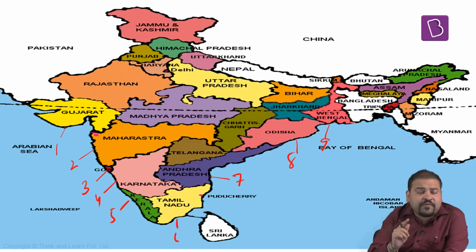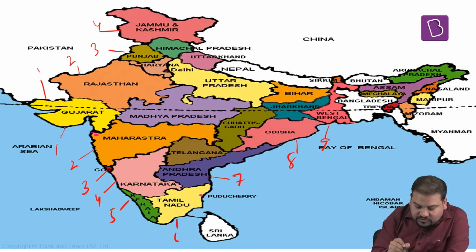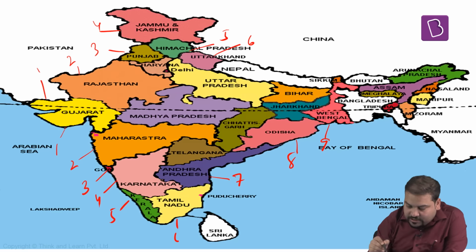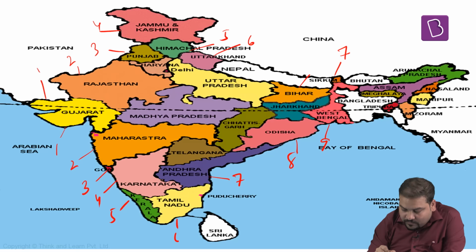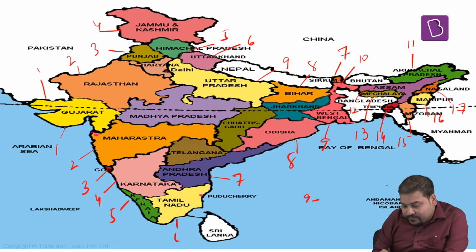How many states have neighboring nations as their neighbors? Gujarat, Rajasthan, Punjab, Jammu and Kashmir, Himachal Pradesh, Uttarakhand, Sikkim, Bihar, UP, West Bengal, Arunachal Pradesh, Assam, Meghalaya, Tripura, Mizoram, Manipur, Nagaland. So 9 states have coastal areas and 17 states have a neighboring country.